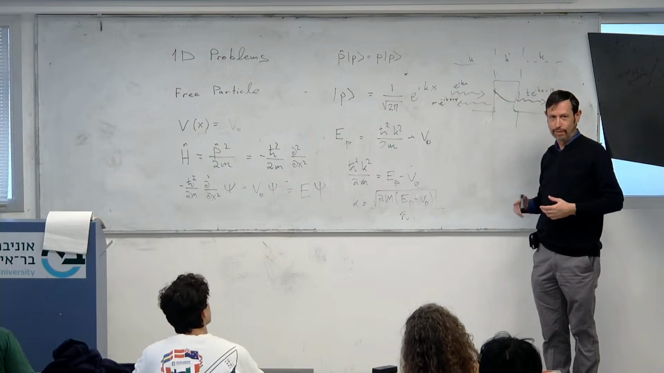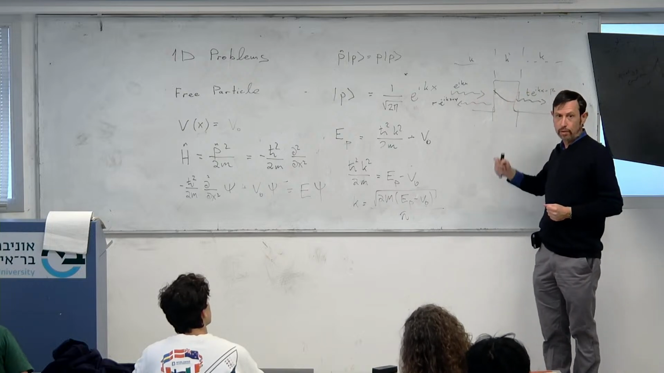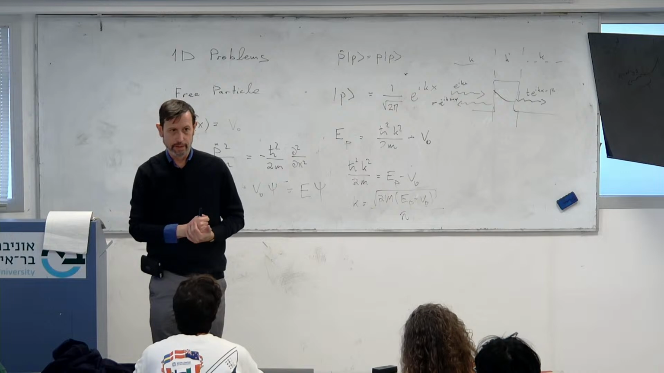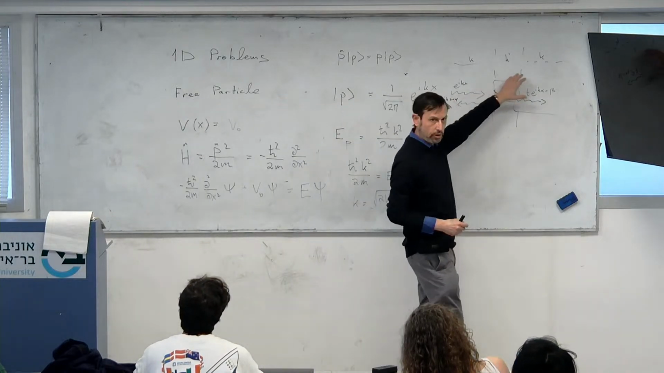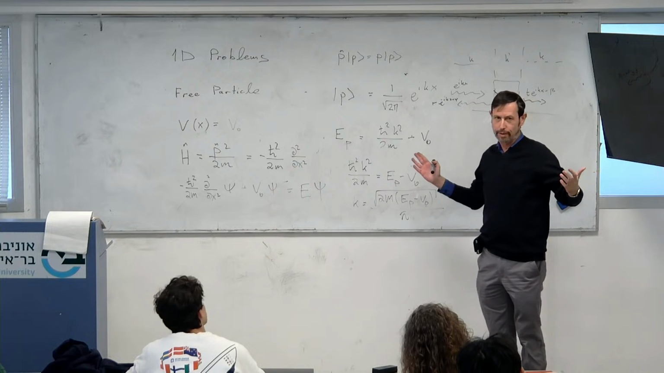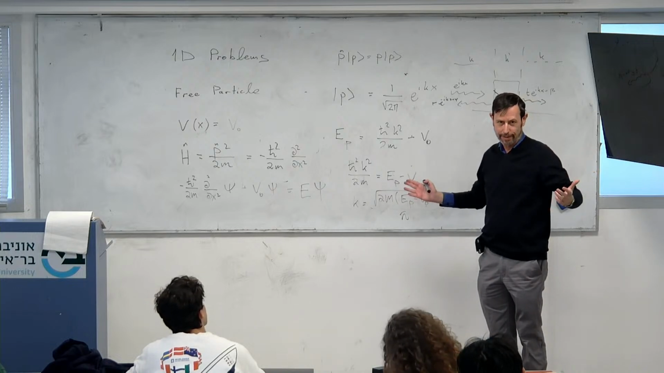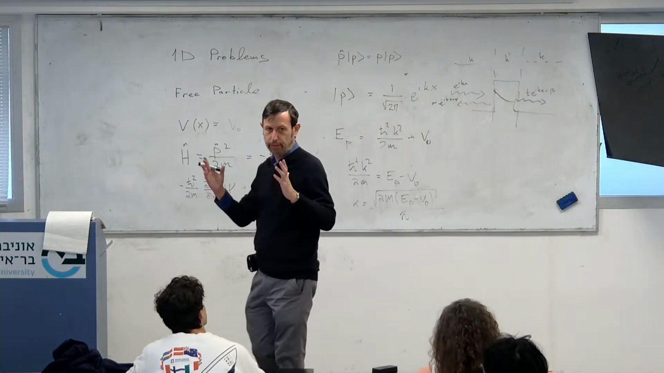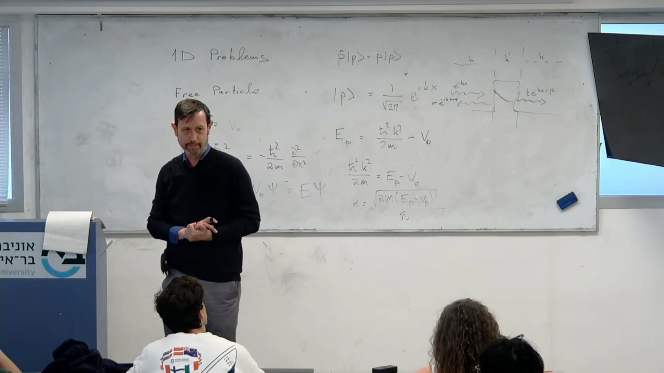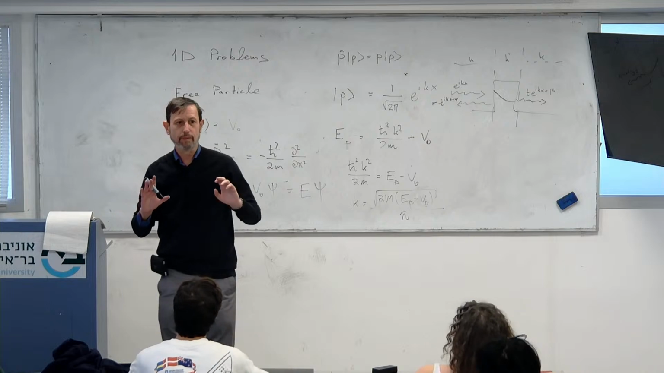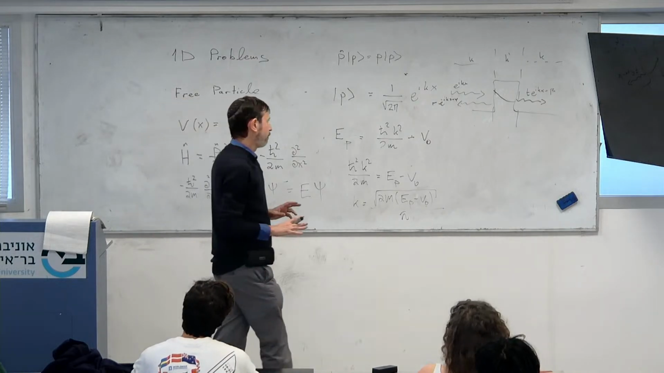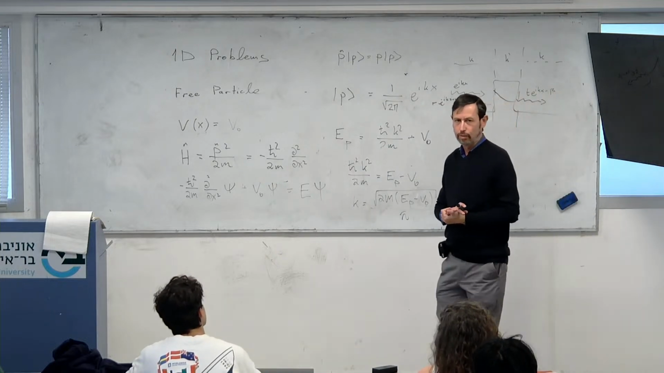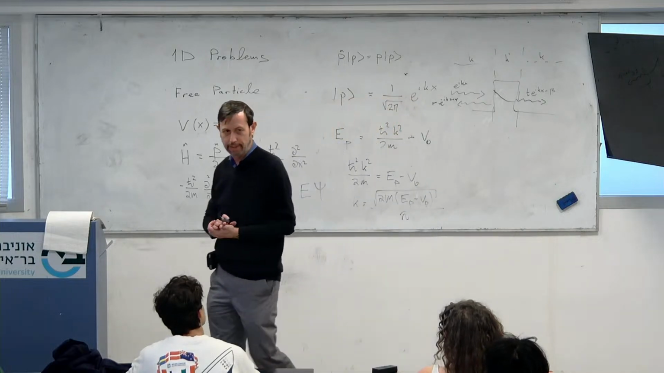I go through this barrier, although my energy is lower than the height of the barrier. If I had an infinite region of the barrier, nothing would come through. I have no solution. But for a finite barrier, I can have some probability to go through. And these are the two main physical results that you have to keep in mind considering barriers in 1D.